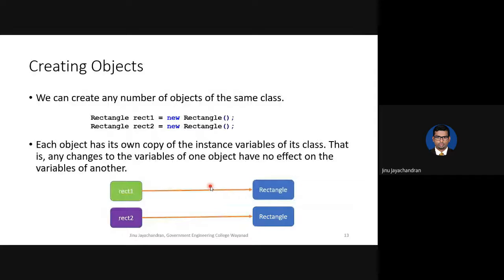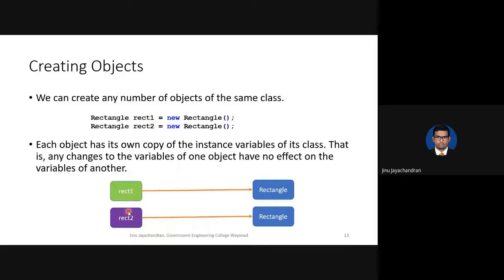Okay, so you can create any number of objects for the same class. For example, for rect1 I have an object created, rect2 is another object created. Whenever you use the new keyword, it actually creates memory for the object. So the next time you create an object with new Rectangle, it creates a new memory which is not the same as that of rect1. So these are two different objects.